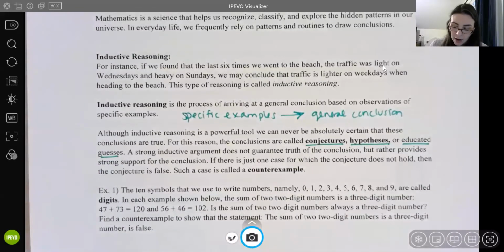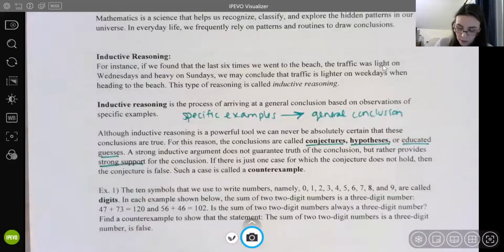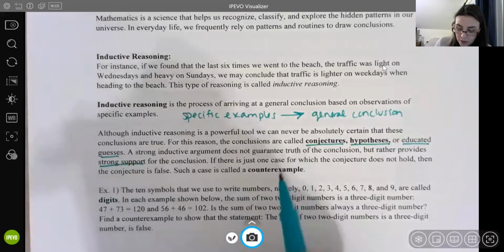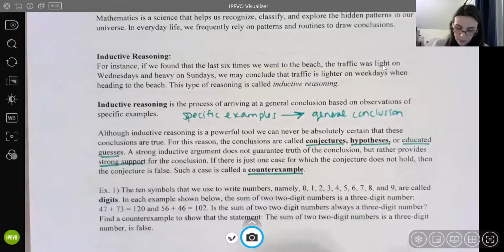A strong inductive argument does not guarantee truth of a conclusion, but rather provides strong support for the conclusion. If there is just one case for which the conjecture does not hold, then the conjecture is false. And such a case is called a counterexample.